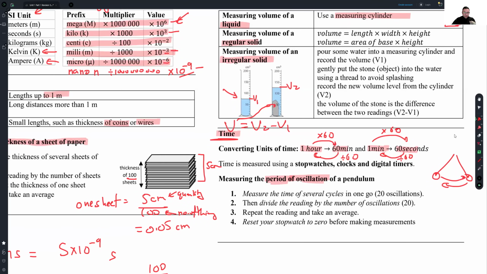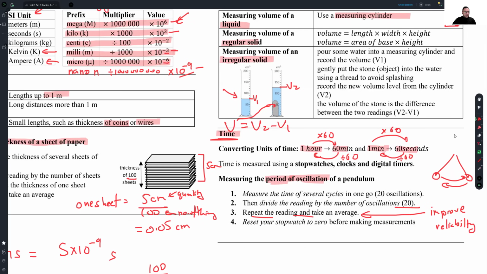Time period is measured by measuring the time of 10 oscillations or 20 oscillations, then dividing the reading by the number. Remember, you have to repeat and take an average. This is a technique that we often use to improve reliability. This is more of a paper 6 thing, but we sometimes use it in paper 4 to improve the reliability of a measurement. So just to improve it a little bit.